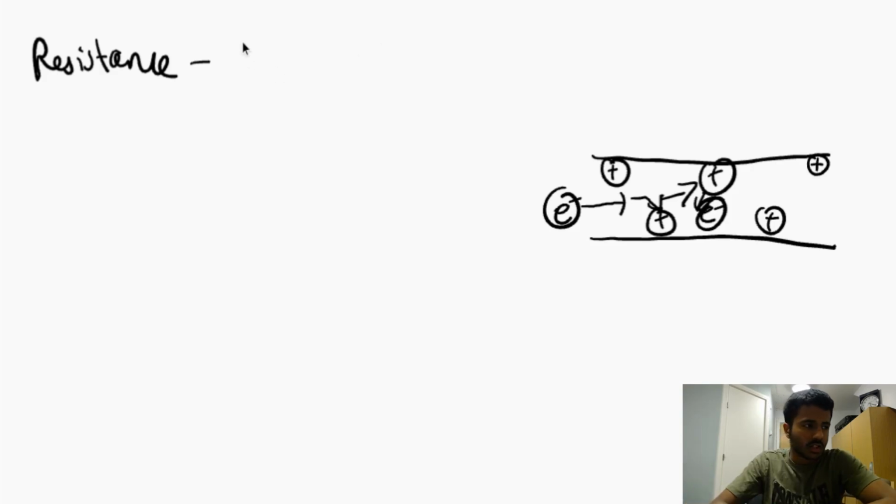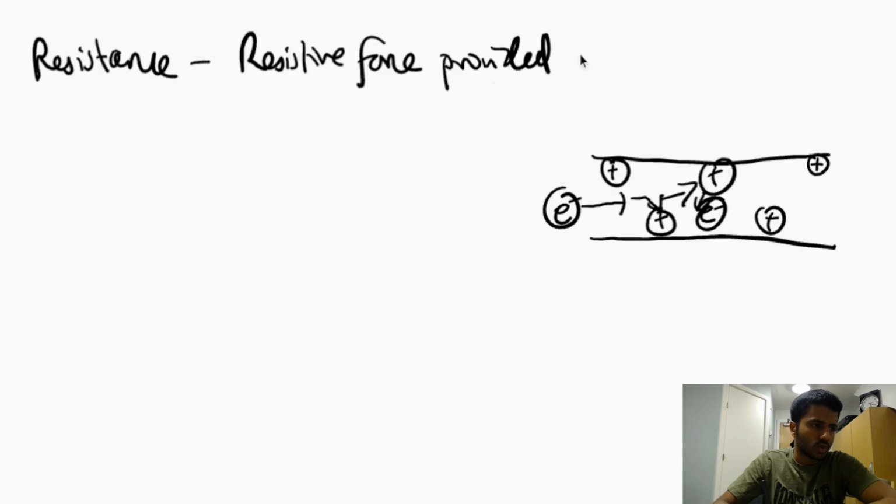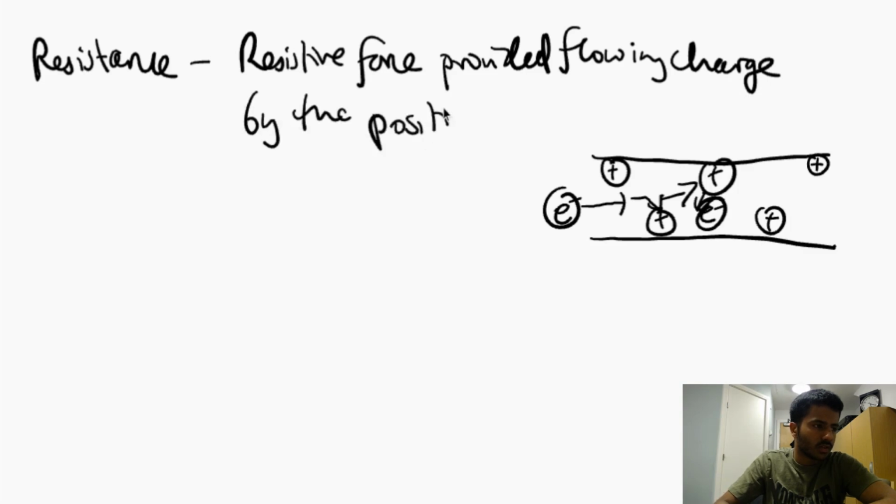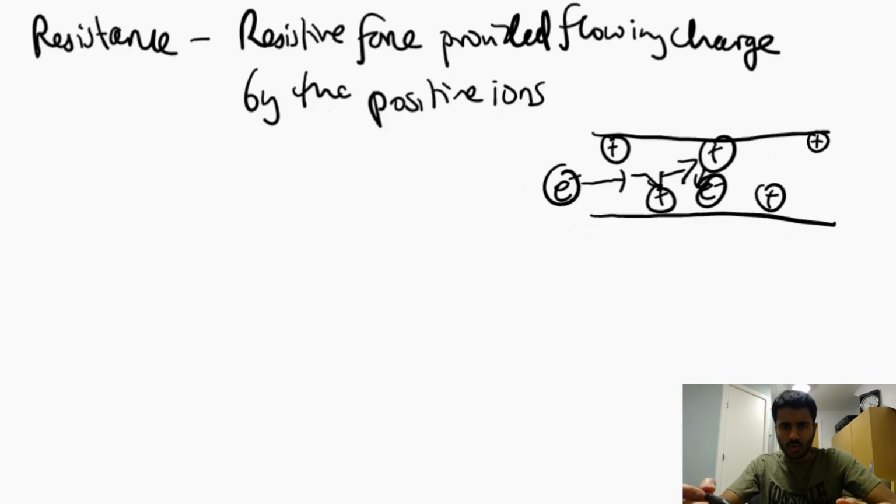Resistance is the resistive force provided to flowing electrons or charge by the positive ions. So I'm now going to go through some factors that might affect resistance.